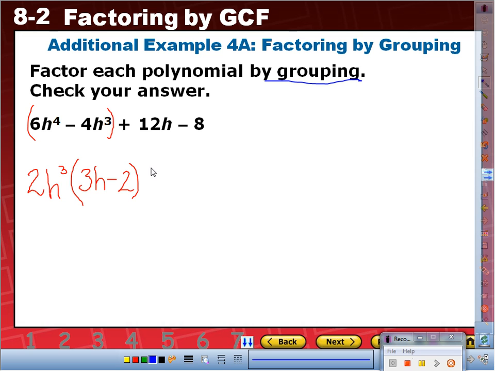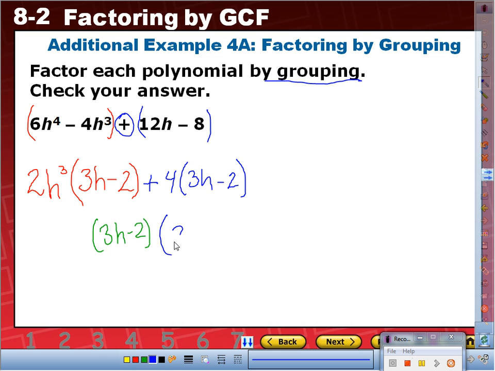Now I'm going to group the other two. And don't forget about the plus. Plus, what is 12h? What's the GCF for these two? 4. And we're left with 3h minus 2. Are we there so far? However, look what we have here now. Who sees it? So what's our GCF now? 3h minus 2. And what do we have left for the first and the second term? 2h cubed plus 4. And that's it. That's called factoring by grouping.